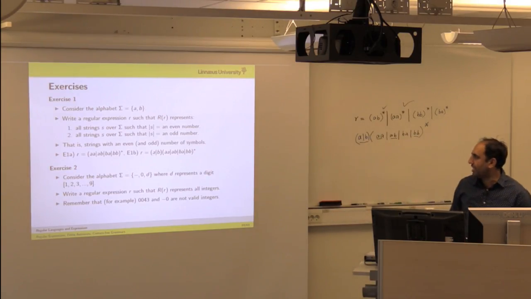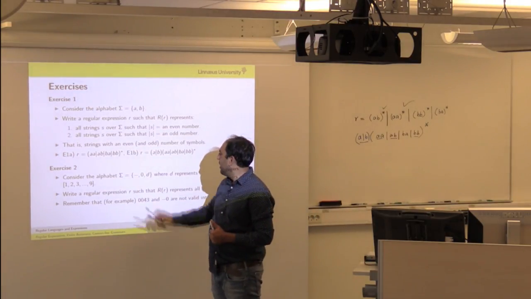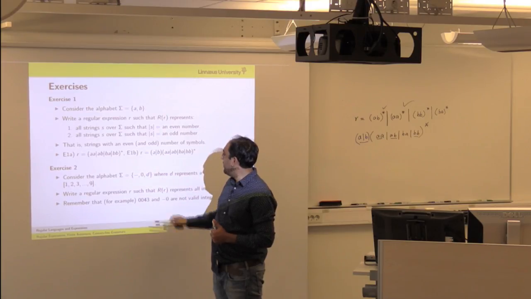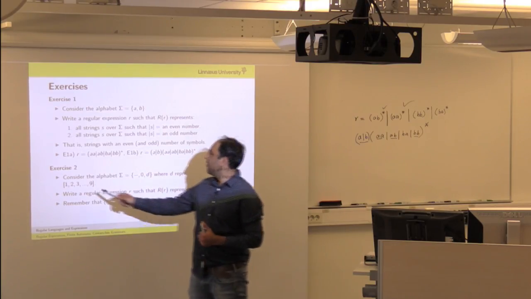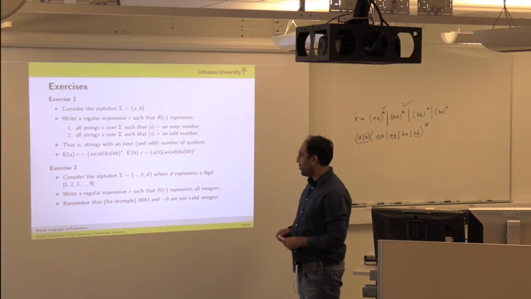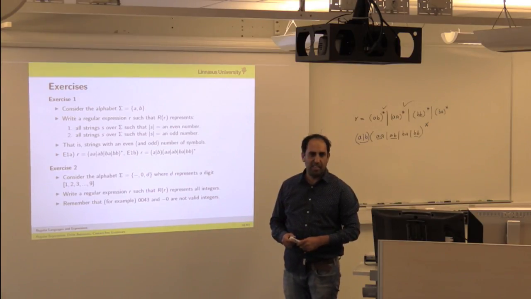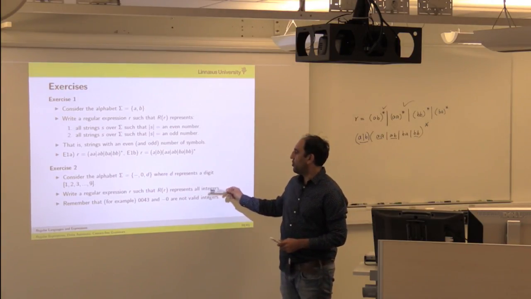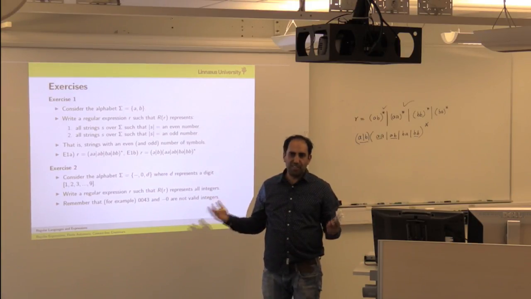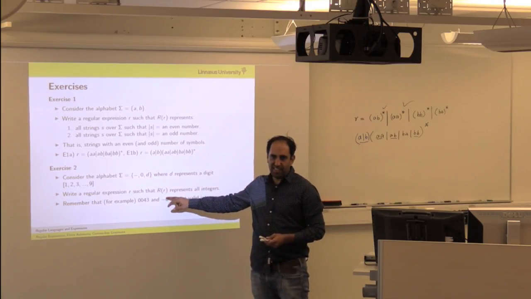And then we have a second exercise where you have an alphabet which consists of the symbols minus, 0, and D, where D represents the digits from 1 to 9. You need to write a regular expression such that R represents all integers. And you should remember that negative 0 is 0. There is no positive or negative 0. It's a 0, so this is not a valid integer.